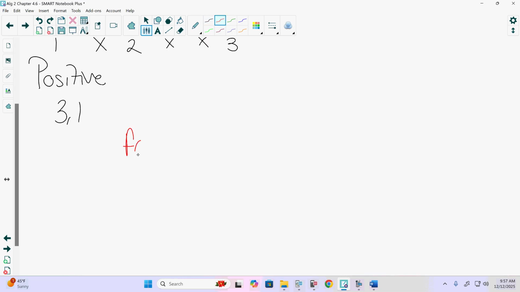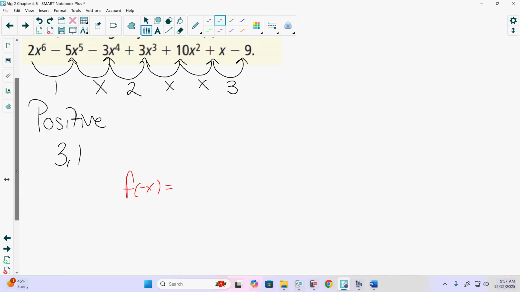Now to find the negative, we're going to take f of negative x. One of the biggest things I pointed out with the negatives yesterday: if the exponent is even, the sign stays the same. If the exponent is odd, the sign changes because that negative comes out. Because we multiply negative by itself an even number of times, it becomes positive. An odd number of times, it's going to be negative.